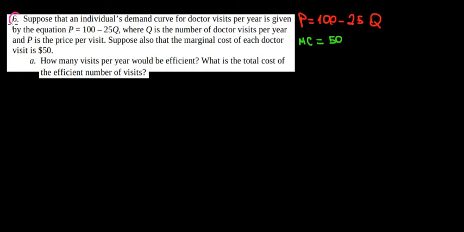Let's have a look at question 6 over here. So we have the demand for doctor visits per year given by this function. And we also know the marginal cost for every visit is $50. Now in part A, we want to know how many visits would be efficient and what is the total cost of that. Well, for calculating efficiency, we know that we have to have the price equal to the marginal cost.